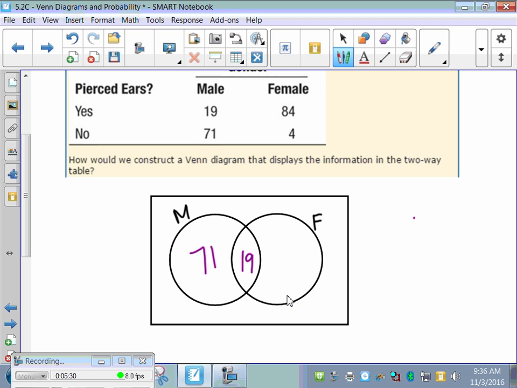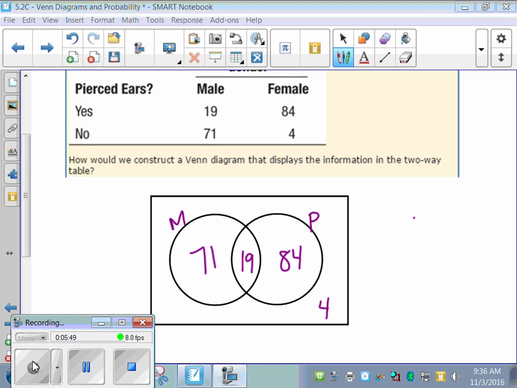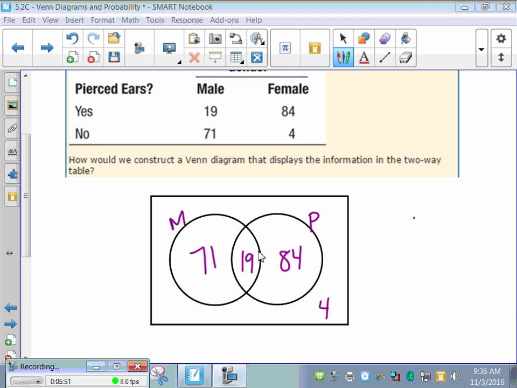Okay, so these would be 84 females that have pierced ears. I know, I'm kind of confused. And our 4 goes here because of our no. Sorry, okay? This makes way more sense. So we have 19 males who have pierced ears. We have 84 females with pierced ears.